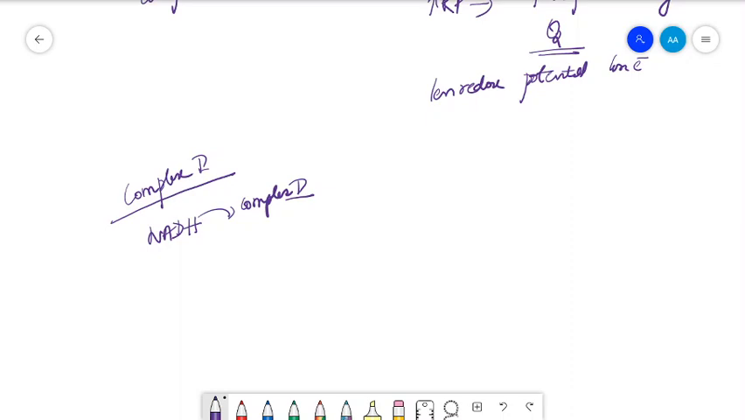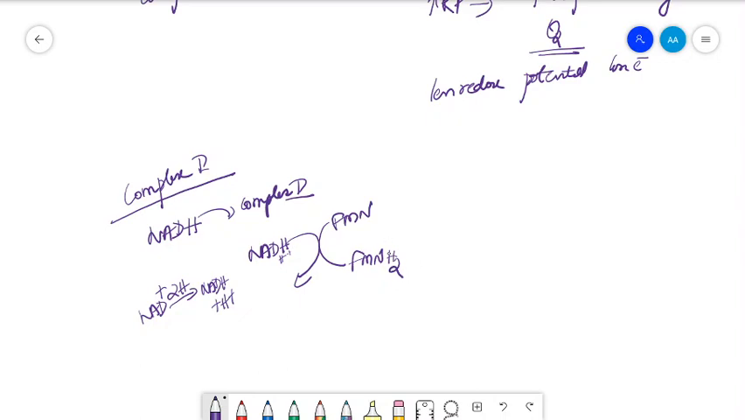So NADH has received hydrogen atoms from the oxidation, and this will transfer the hydrogen atoms. NAD plus will accept 2 hydrogen atoms and form NADH plus H plus, and this NADH will transfer the electrons to FMN, the flavin mononucleotide, which is present in the electron chain, and it is converted to FMNH2.